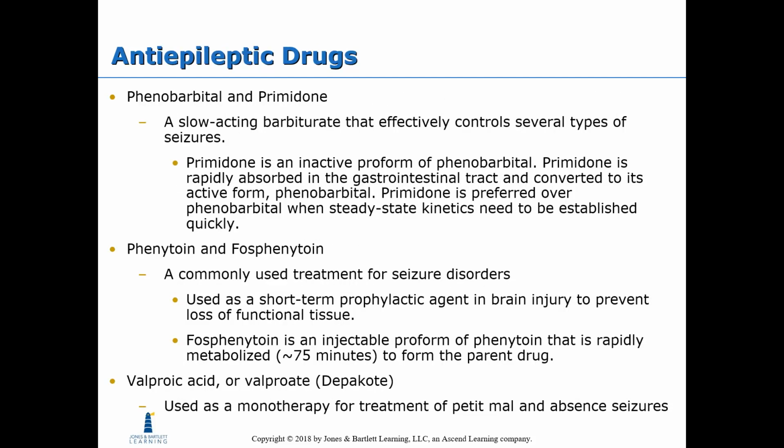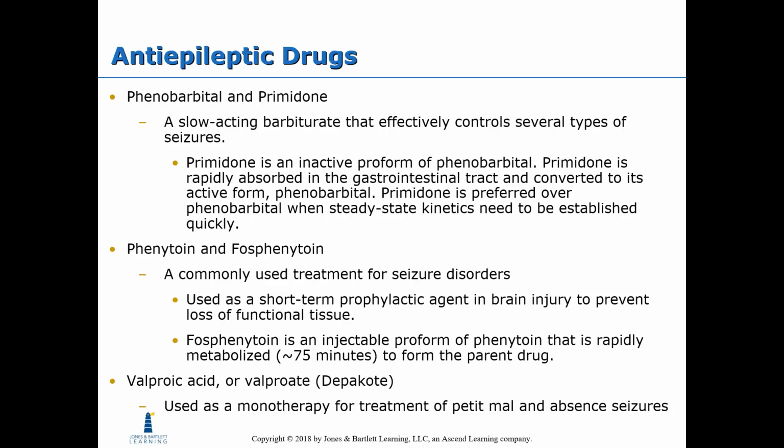Antiepileptic drugs: phenobarbital and primidone, a slow-acting barbiturate that effectively controls several types of seizures. Primidone is an inactive proform of phenobarbital. Primidone is rapidly absorbed into the GI tract and converted to its active form, phenobarbital. Primidone is preferred over phenobarbital when steady-state kinetics need to be established quickly.